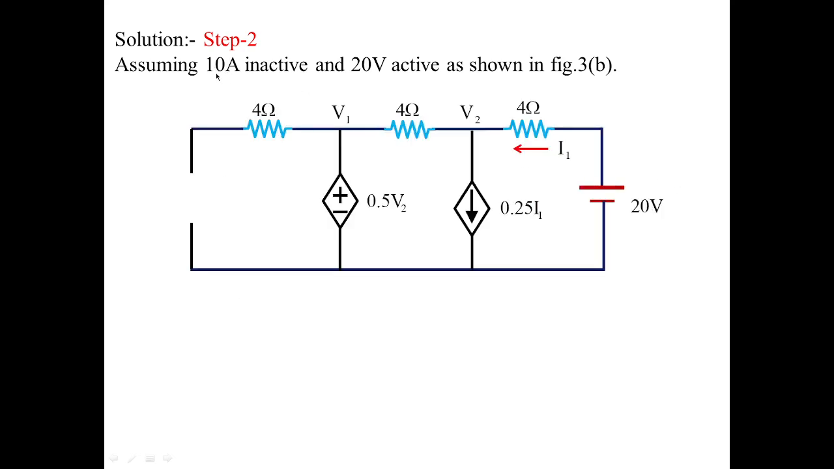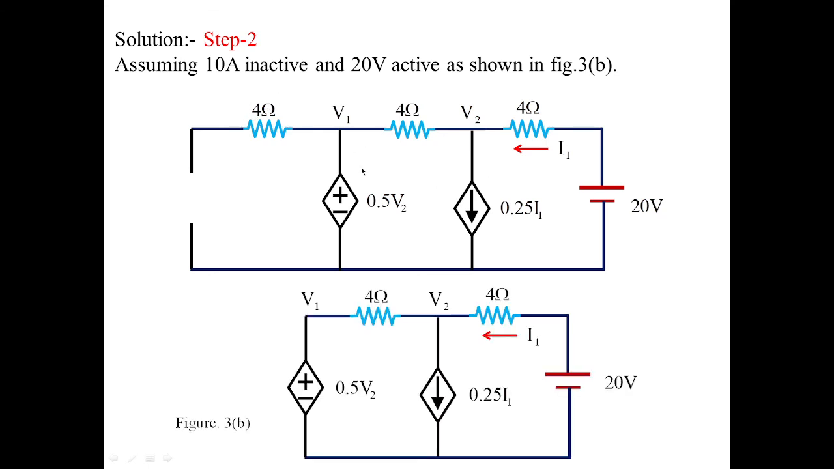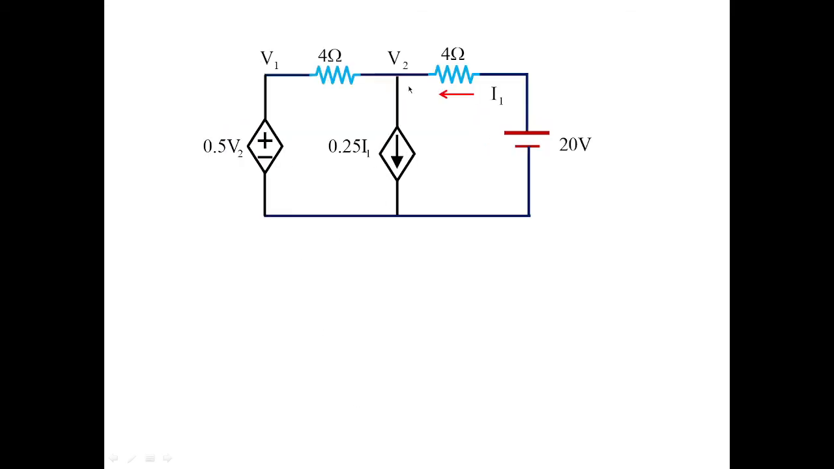Now go with the next step, that is assuming 10 amperes as inactive, 20 volts as active. Now 20 volts is active, 10 is inactive. When 10 is inactive, since it's a series circuit, 4 ohms is also dummy in nature. So this circuit is further reduced to this. So in fact, V1 is equal to 0.5 V2 only. Now with this, we are going to apply again KCL at this particular node V2.